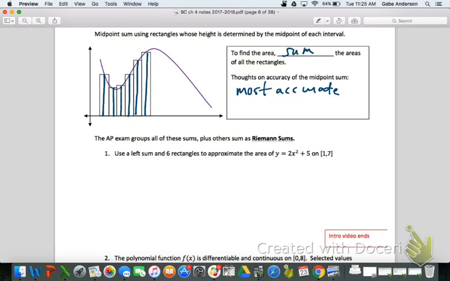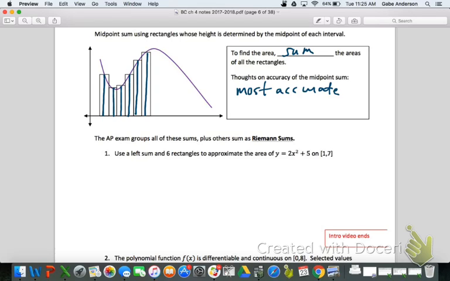And so all of these sums plus a few others are going to be soon known as Riemann sums, and we'll be looking at how to formally look at those here soon. All right, so use a left sum and 6 rectangles to approximate the area of y equals 2x squared plus 5 on the interval from 1 to 7.